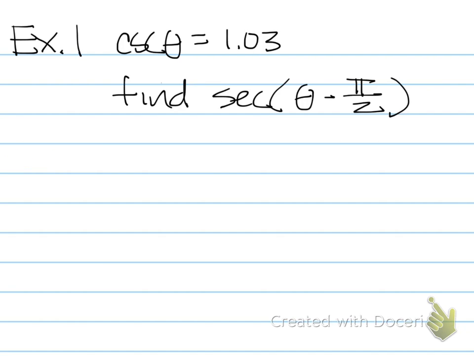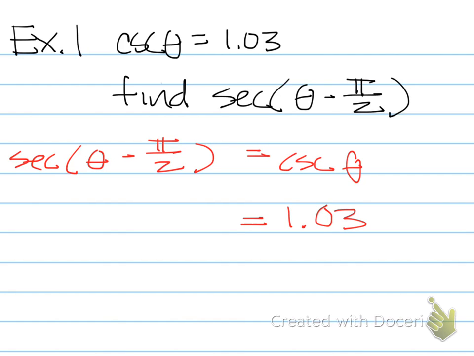If it's given that cosecant equals 1.03, and we want to find secant of that same angle measure rotated pi over 2 in the negative direction, using the symmetry identity, that would result in, using the identity secant of theta minus pi over 2 equals cosecant of theta, the secant of that angle minus pi over 2 is still going to be 1.03.